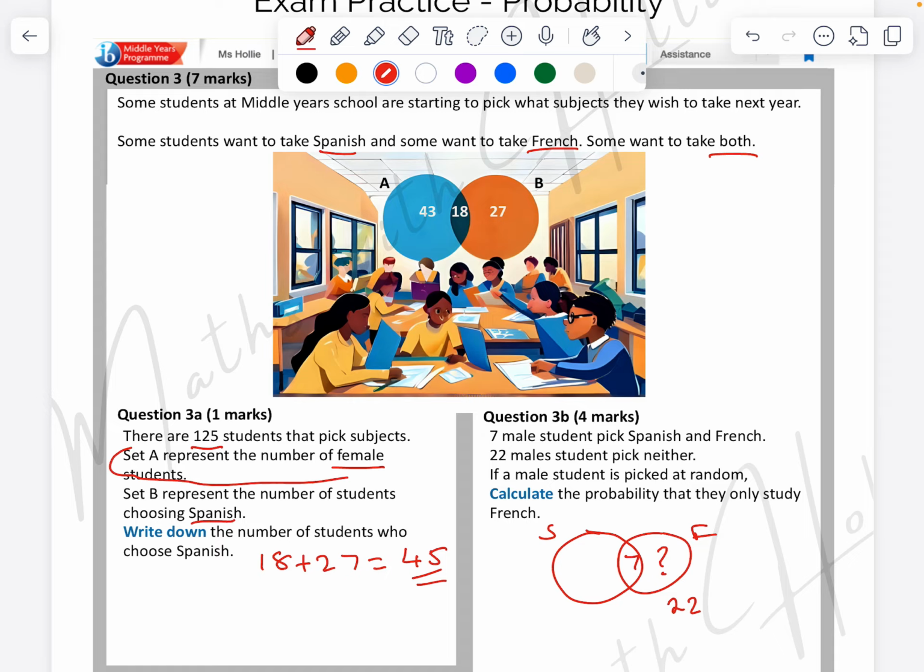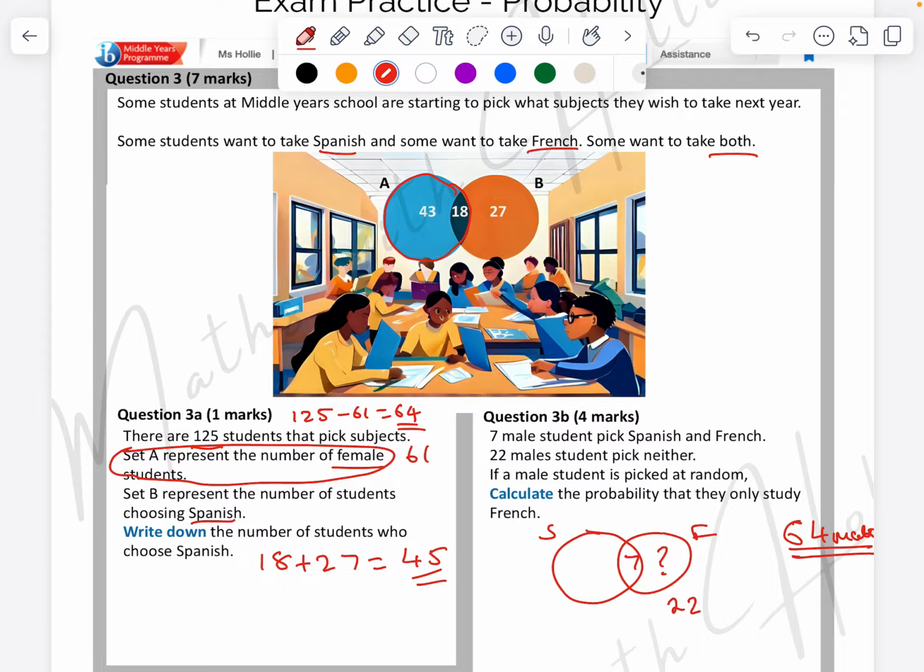Well, in the first diagram, we know how many females we have because it's the blue Venn diagram. So 43 and 18 is going to give me 61. So because there's 125 students, take away 61, that means we have 64 males. So in this Venn diagram, I am talking about 64, it's 64 males in total, okay?